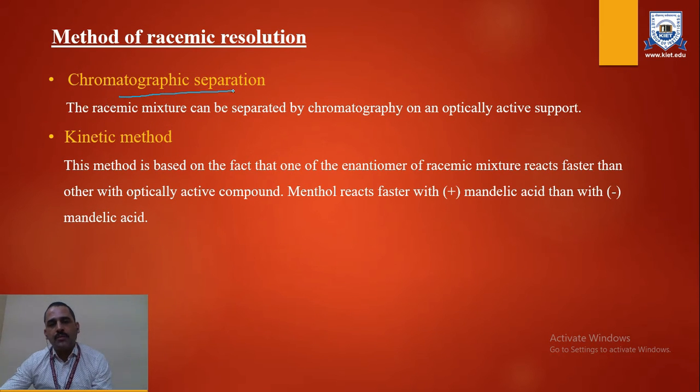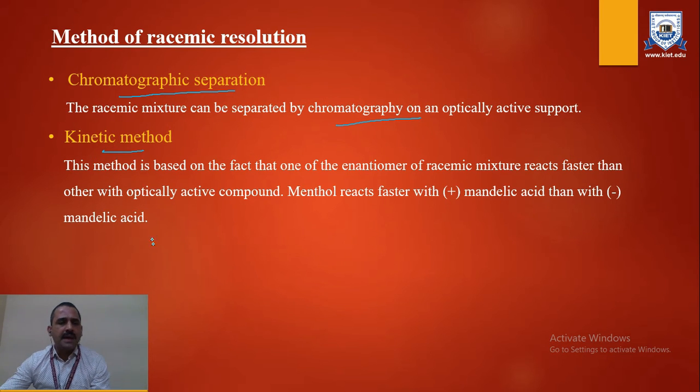Another one is the chromatographic separation. With the help of stationary phase and mobile phase, we apply some solvent system in this method, and as a sample we can isolate one isomeric form of the racemic mixture. So that is again a very applicable method.